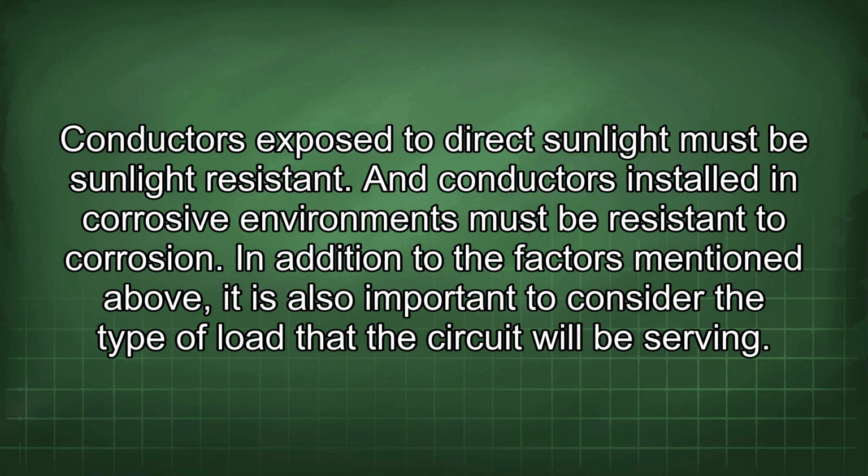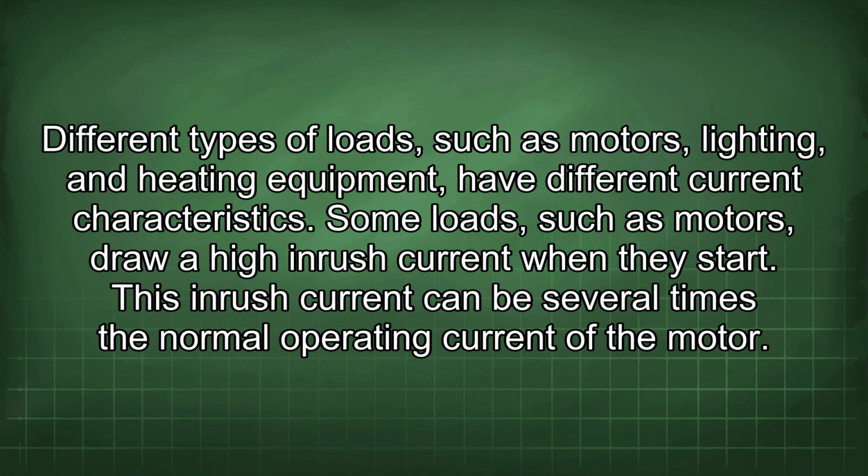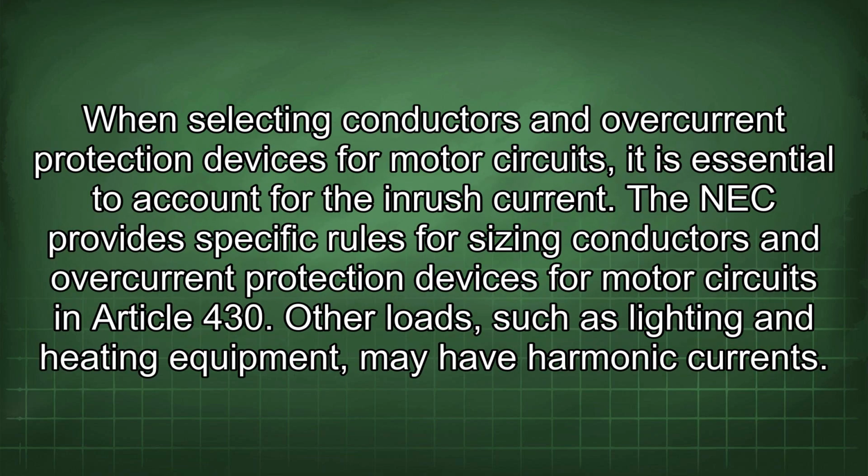In addition to the factors mentioned above, it is also important to consider the type of load that the circuit will be serving. Different types of loads, such as motors, lighting, and heating equipment, have different current characteristics. Some loads, such as motors, draw a high inrush current when they start. This inrush current can be several times the normal operating current of the motor. When selecting conductors and overcurrent protection devices for motor circuits, it is essential to account for the inrush current.